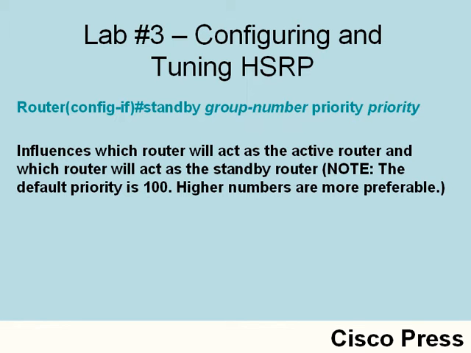By default, these routers have a default priority of 100. So if I want to influence router R1 to become the active router, I can use this command to say that it has a priority that is greater than 100. Let's now go out to the router interface and set this up.